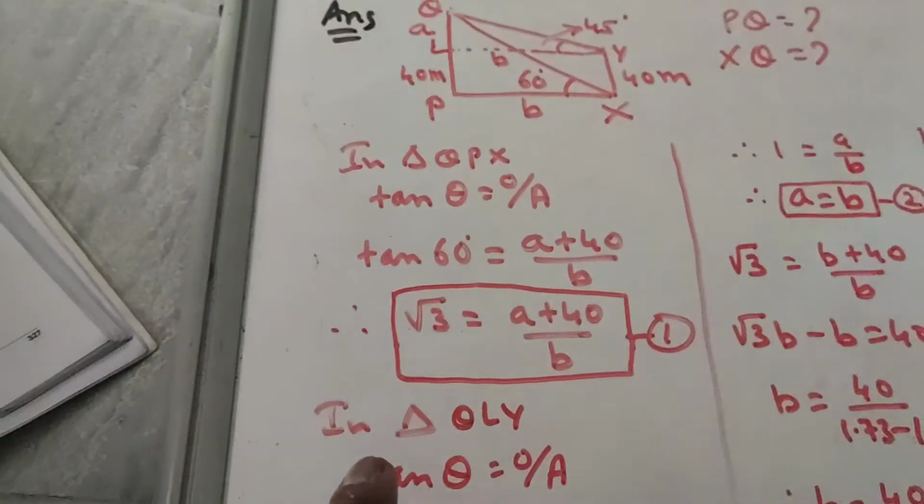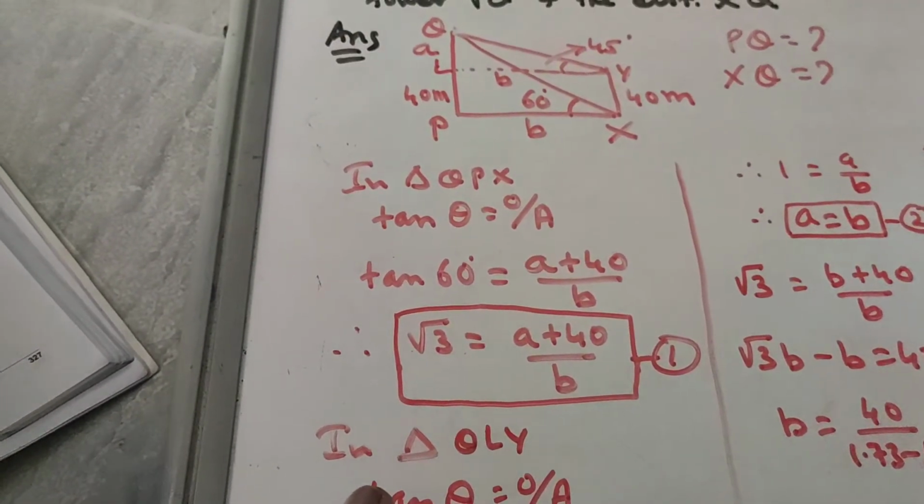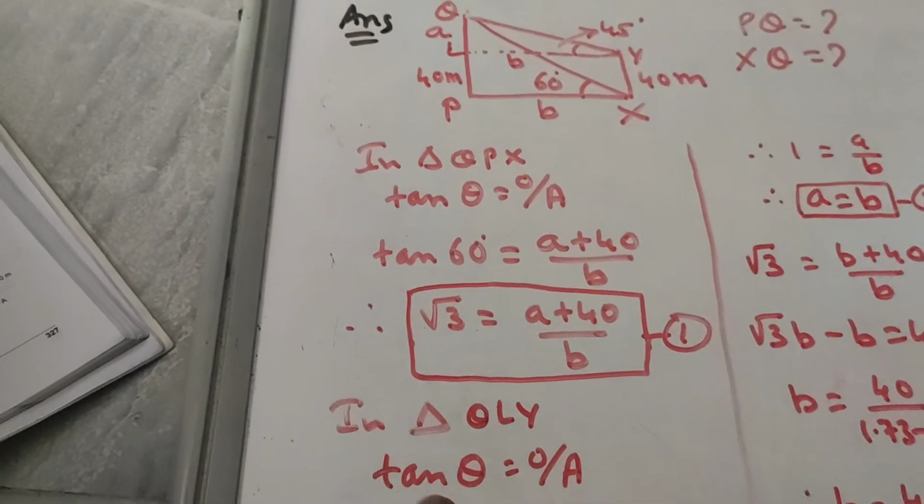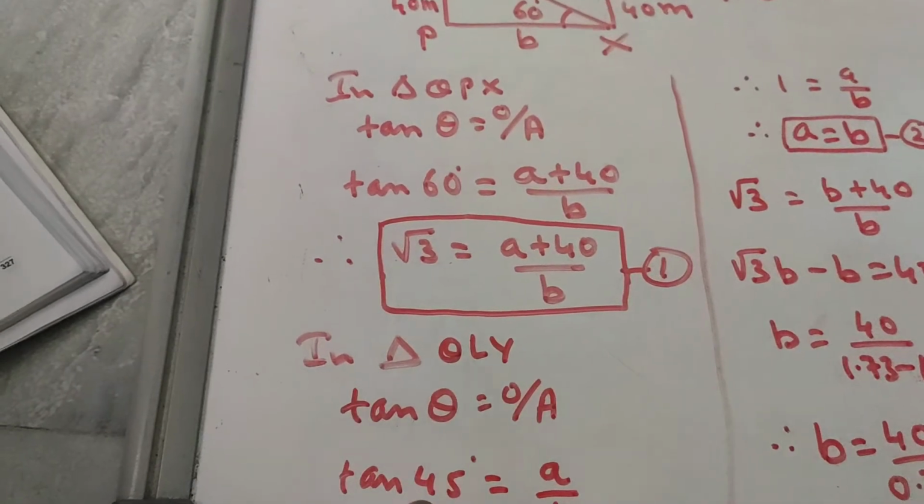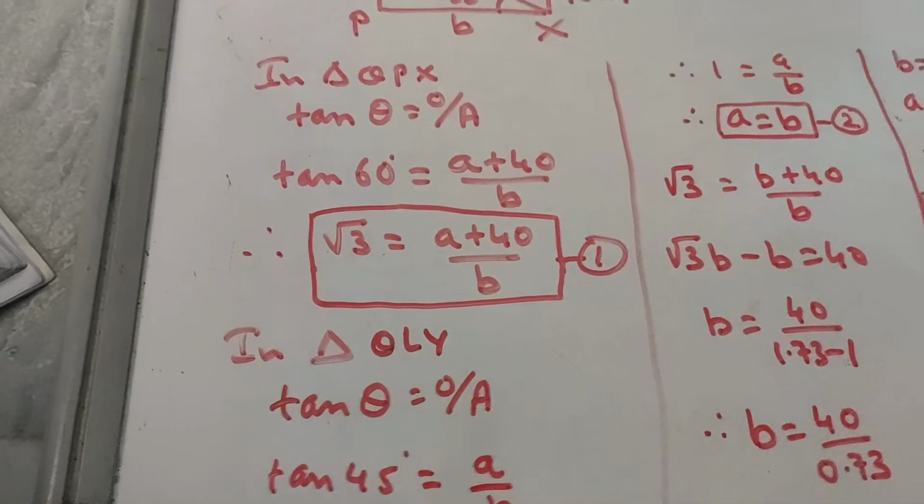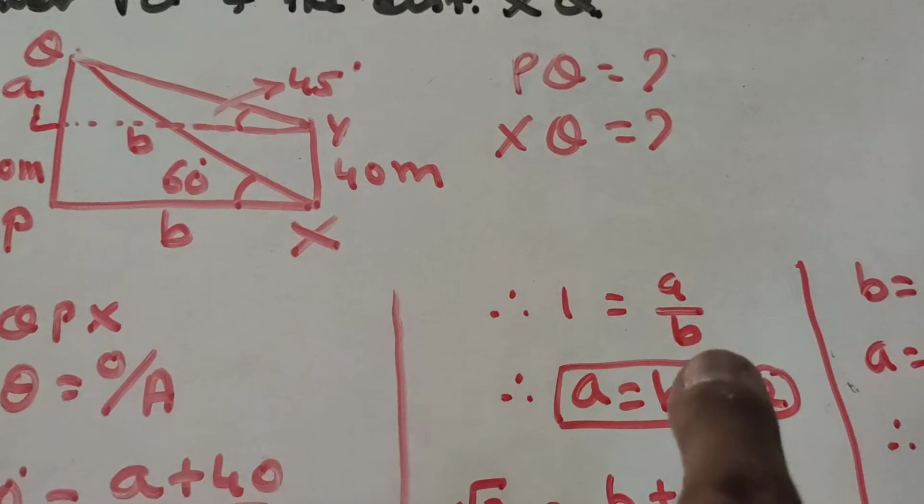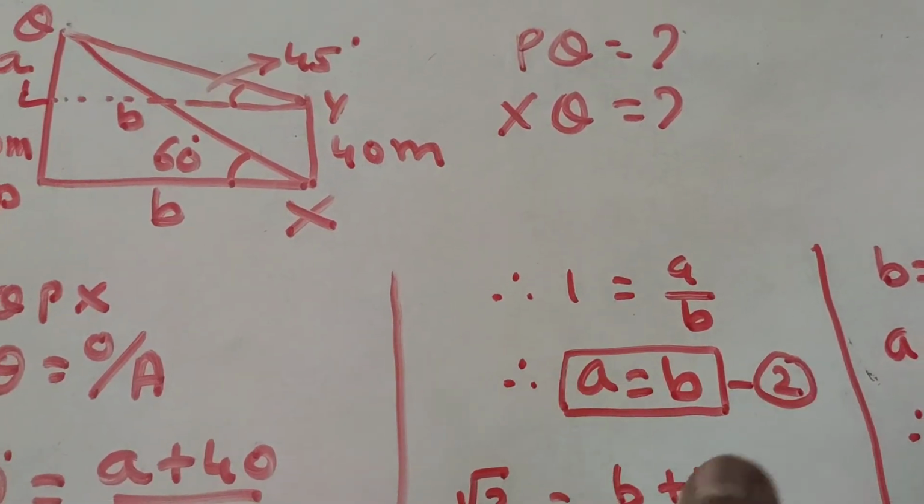From the other triangle, that is QLY, we get tan theta is equal to opposite upon adjacent. Tan 45 is equal to A upon B. The value of tan 45 is 1. So 1 is equal to A upon B. B goes this side, so A is equal to B. This is equation number 2.